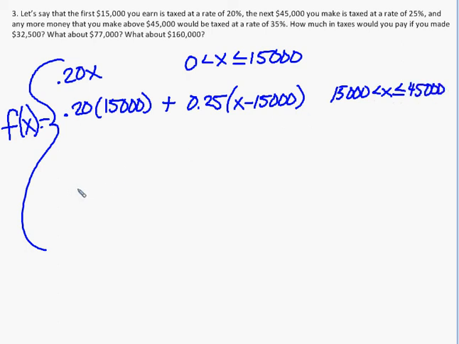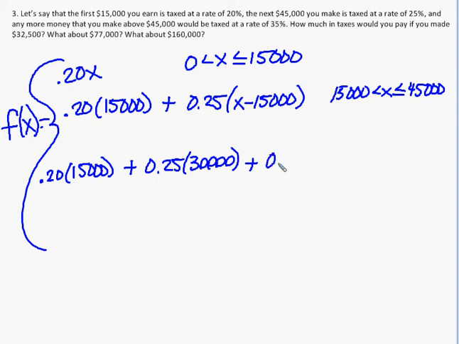Now our last one, it says anything over 45,000 will be taxed at 35%. So we're still getting taxed 20% on the 15,000. Then we're getting taxed 25% on 30,000. Now I got 30,000 from right here. From 15,000 to 45,000, that's $30,000. So that's how much we're going to be getting taxed on at 20% or 25%. And then everything over 45,000 will be getting taxed at 35%. So I'm going to say 0.35 times x minus the 45,000. So our domain will be everything greater than 45,000.